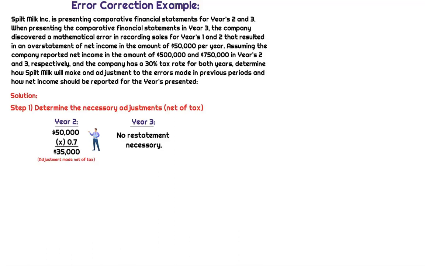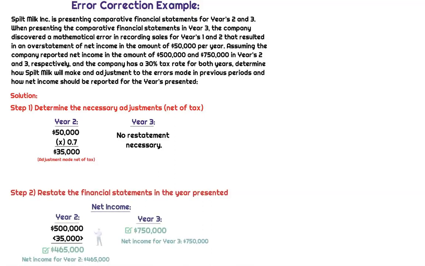Now the question becomes, how do we report this adjustment? So what do we remember? If the comparative financial statement is presented, we're just going to make the simple fix. We're going to restate the financial statements for that year. Okay, so for year 2, we know that this is being presented. So we're going to go ahead and make an adjustment by restating the net income amount by reducing it by $35,000, right? We overstated it initially by the $50,000, but after tax, the adjustment would be $35,000.